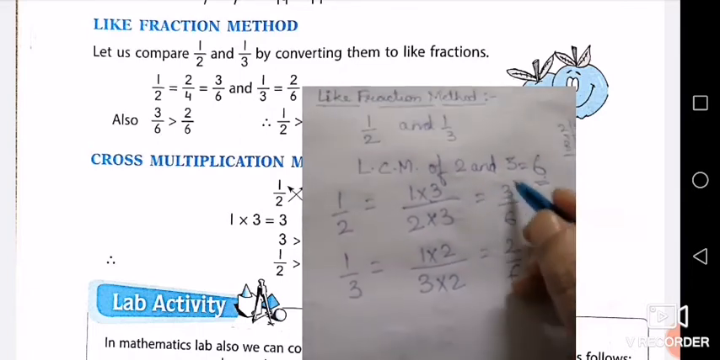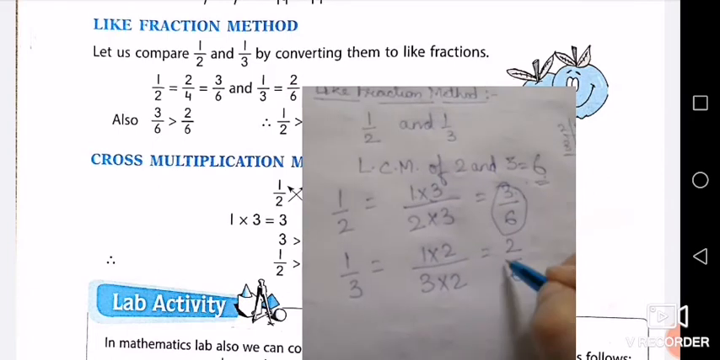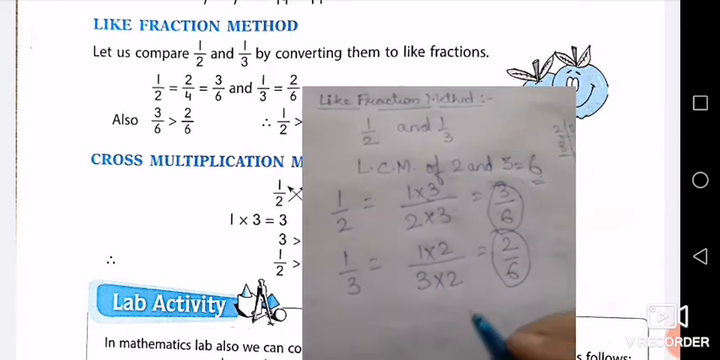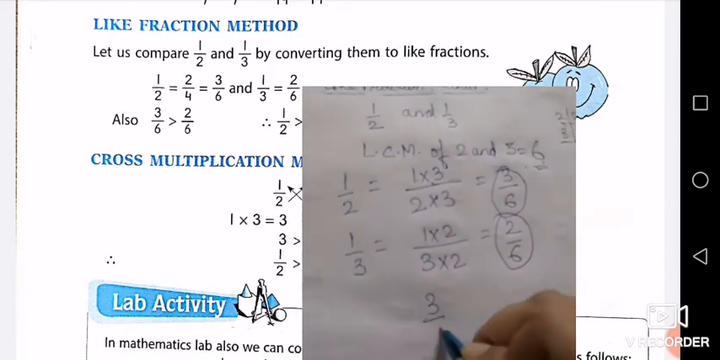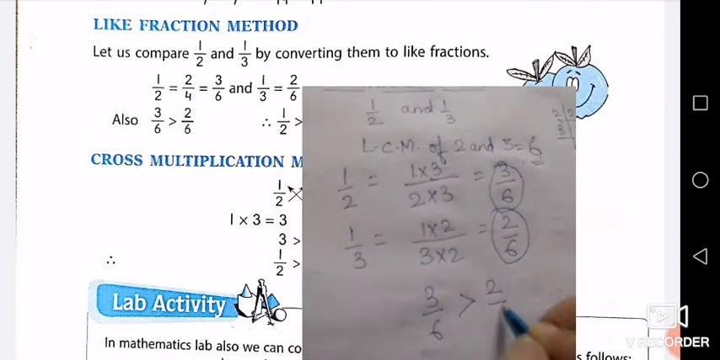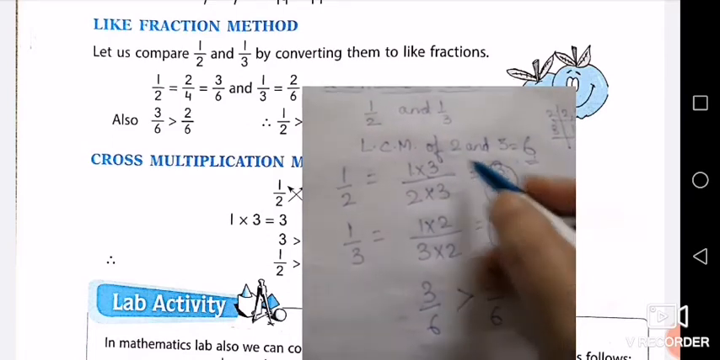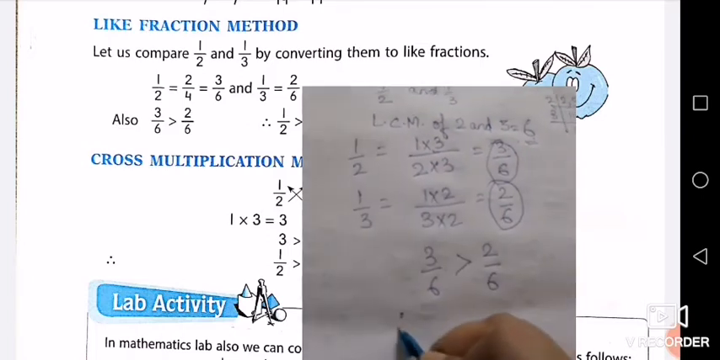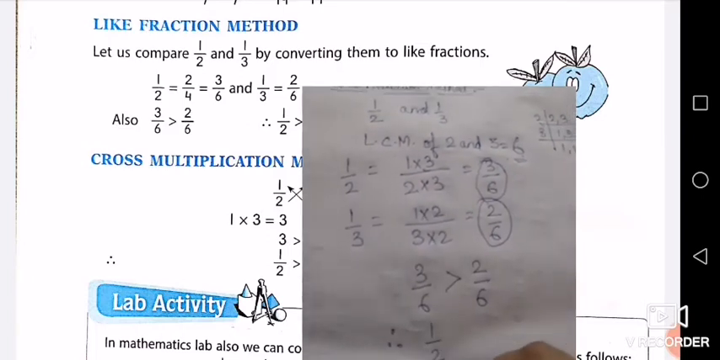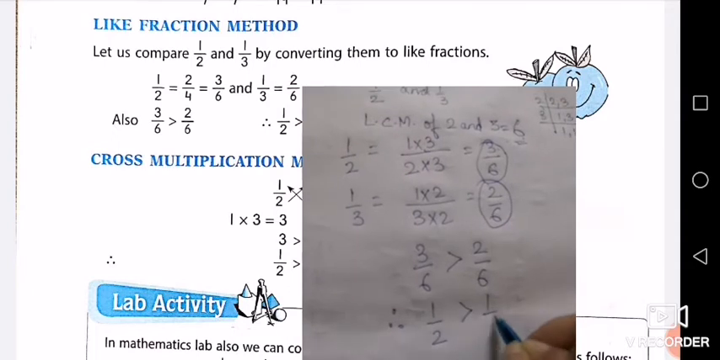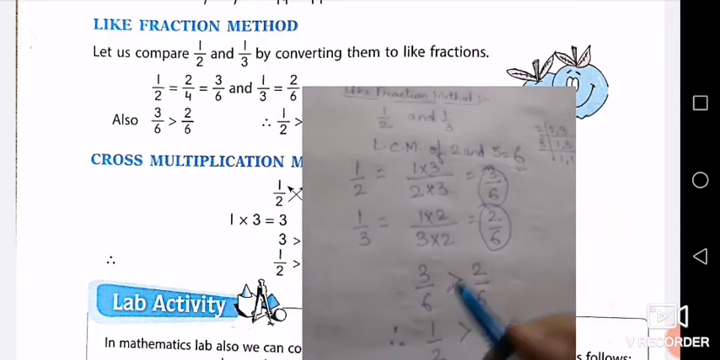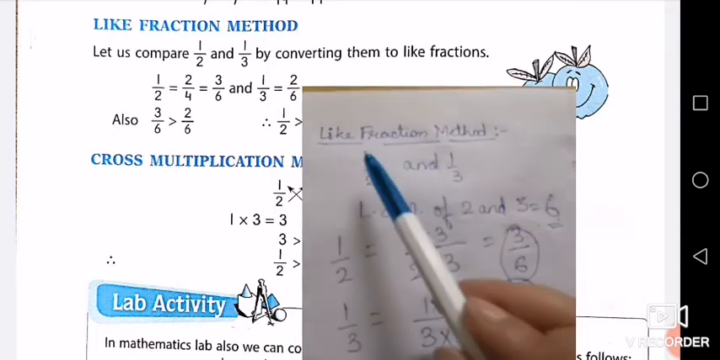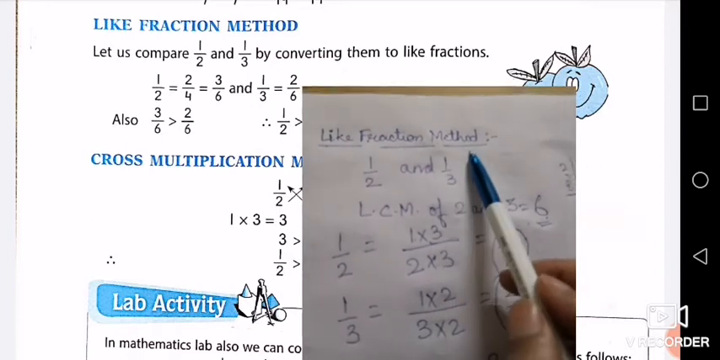Now as you can compare this, because now they have become like fractions. So here 3 by 6 is greater than 2 by 6. And the respective fraction for 3 by 6 is 1 by 2. 1 by 2 is greater than 1 by 3. So this is one of the methods, it is called like fraction method.